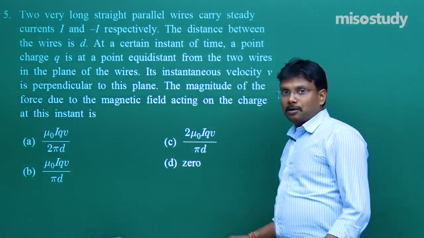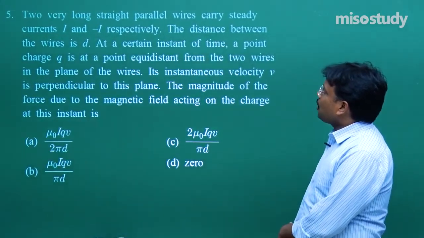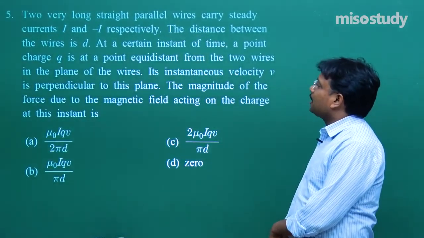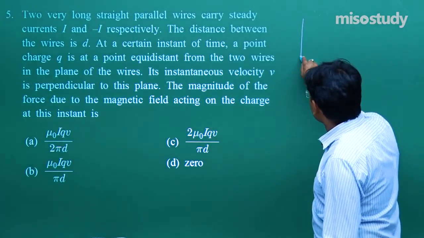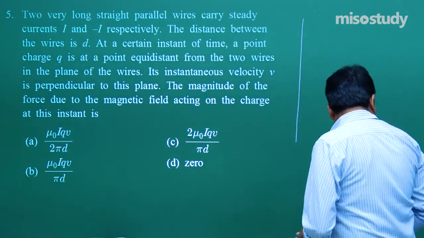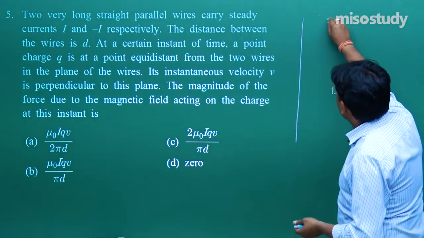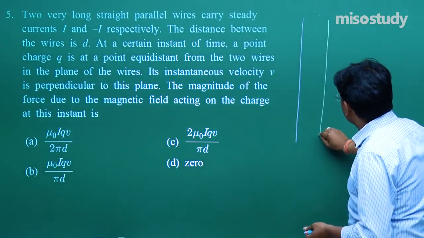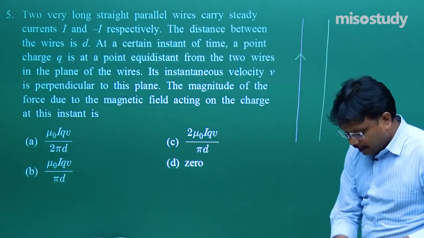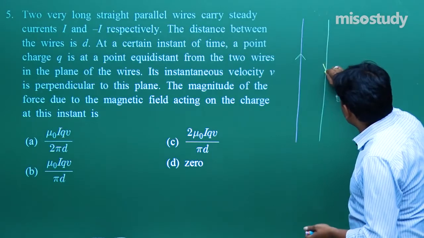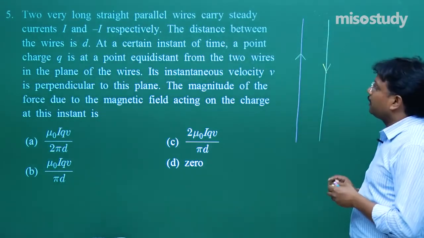Now, a big question, a difficult question, not like that. Read the question. Two very long straight parallel wires carry steady current I and minus I. What is the meaning of I and minus I? This one is one wire, and let us say for example, this one is another wire. I minus I means if one current is in this direction, then the other current is in the downward direction. So, the directions of the current in both wires are different.